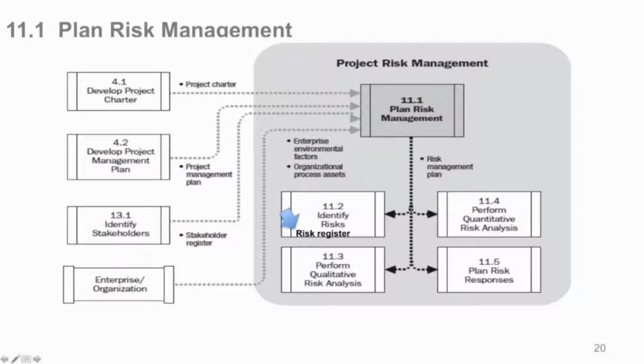The plan is used by 11.2, the next process, where we actually go out and we list all the risks that we can ever think of. And that is where the risk register is an output. You've heard me speak of the risk register. Here's where it's born, right here. It also goes into your quantitative, qualitative, and plan risk response as your guiding document to help you do those things. So this is the data flow. That's what risks are, positive, negative.